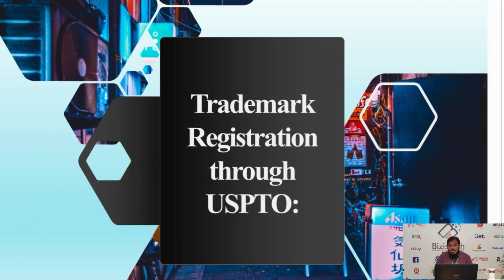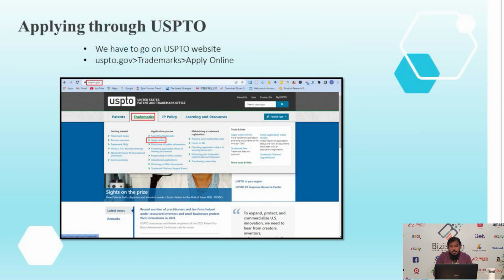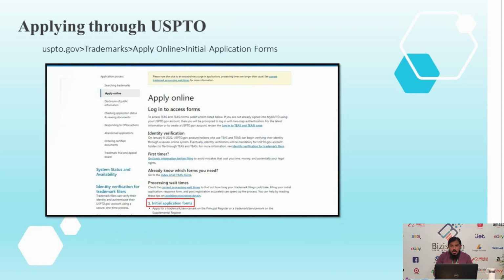Now moving on to the next step and the second method, which is trademark registration through USPTO. If you are going to register a trademark through USPTO, first of all you will go to the website uspto.gov, and there you can see trademark and apply online. On clicking apply online, you will see a bunch of forms present here. As we are going to register for the first time, we will click on the first, initial application form, and we will go to the category page.